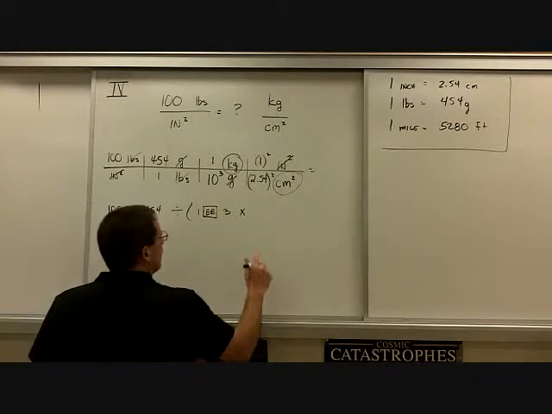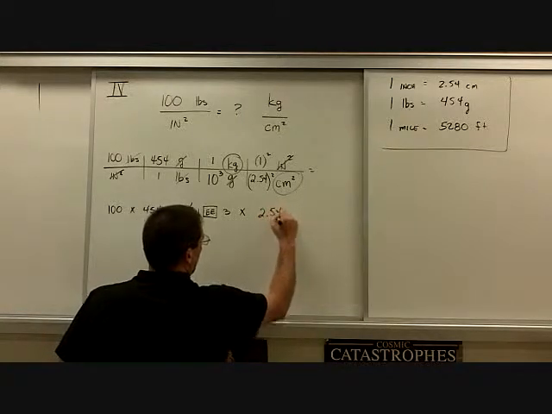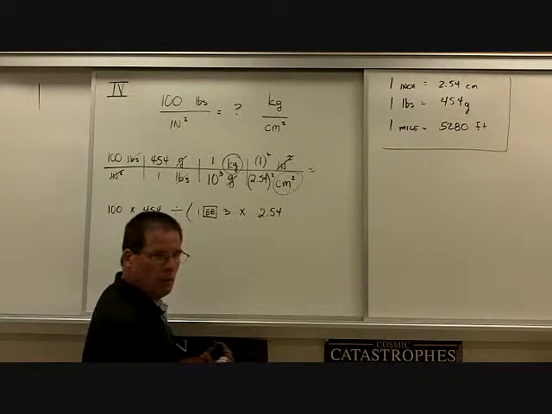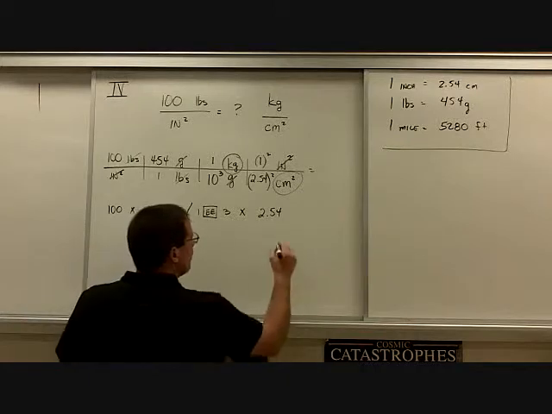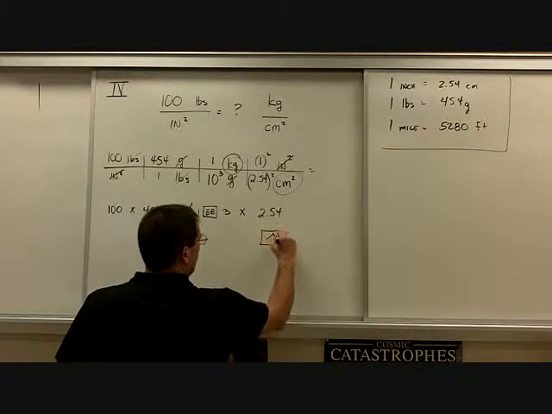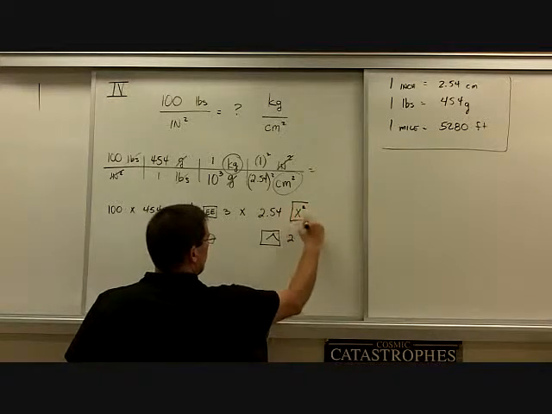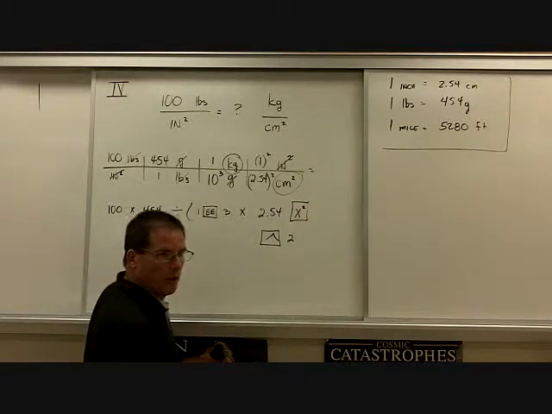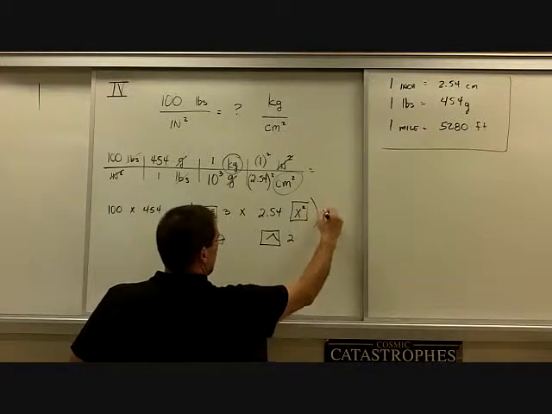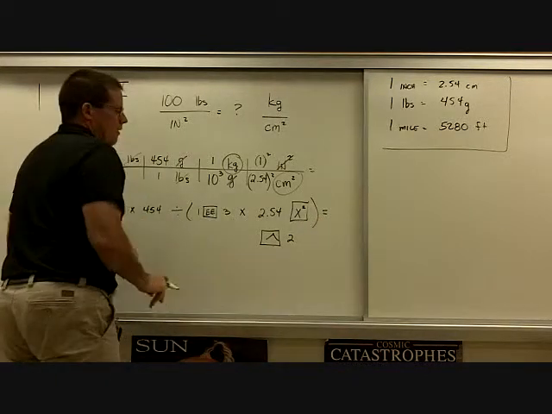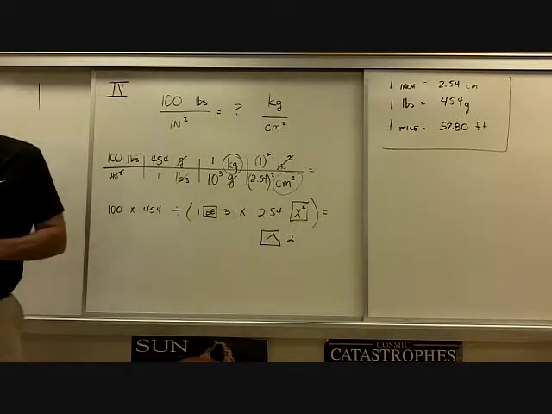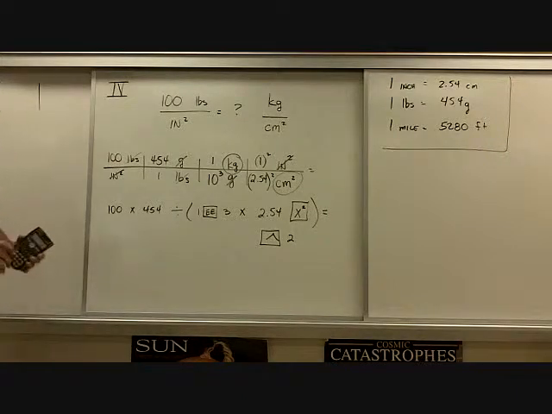Times 2.54, and do a lot of you have a square button? Yeah. Okay, and if you don't, you can use the caret button. If you do that, then put a 2 there. A lot of calculators nowadays have a square button. Then close the parentheses and equals. Okay. So let's see what my calculator says. And again, the key here is making sure that we're using our parentheses.